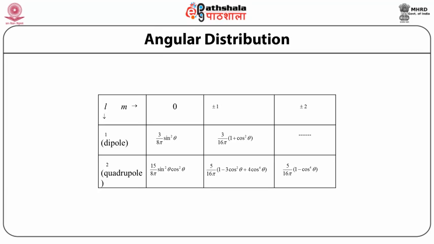Now similarly, for L equals 2, a quadrupole exists, and for m equals 0 we have 15/8π sin²θ cos²θ. For L equals 2, m equals plus or minus 1, we have 5/16π (1 − 3cos²θ + 4cos⁴θ), and for L equals 2 and m equals plus or minus 2, we have 5/16π (1 − cos⁴θ).